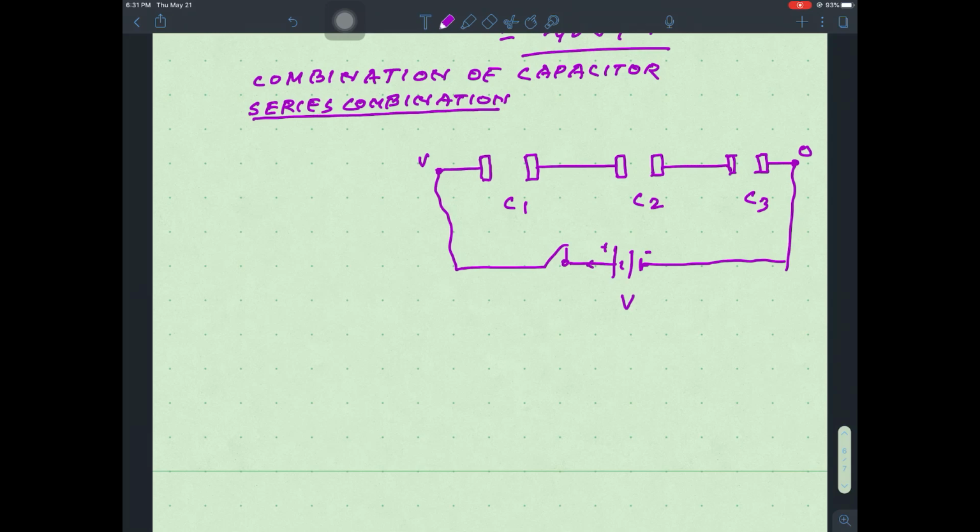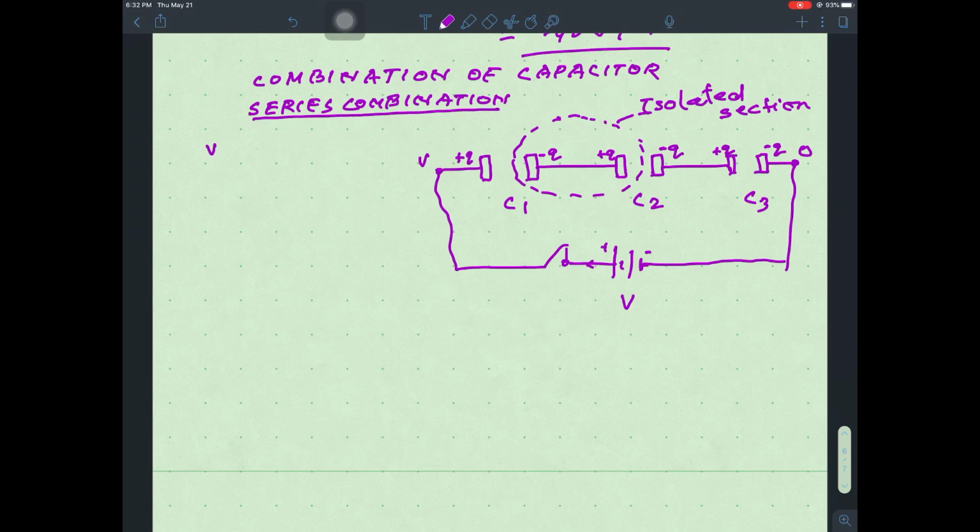Now if we switch it on, then charge will start flowing, and here it will be plus Q, here it will be minus Q, here plus Q, here minus Q, here plus Q, here minus Q. One thing you should understand: for an isolated system the net charge should be 0. When this is your isolated section, the net charge is 0. So here minus Q, here plus Q, and in one section the charge is equal.